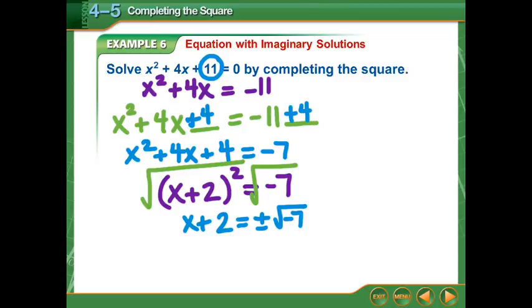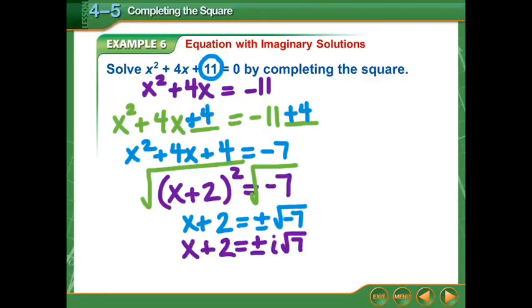So here's the imaginary part of this problem. We have the square root of a negative number. Okay, so if I'm going to write my answer as an exact answer, we need to simplify that radical first, and then we'll move the 2 over. So I'm going to write x plus 2 equals plus or minus. Now remember, a negative underneath the radical is the same as i on the outside. And I know that 7 cannot be simplified, so I'm just going to write this as i times the square root of 7. Or you could put square root of 7 and then the i. I don't like to put the i at the end because it looks like it's underneath the radical.